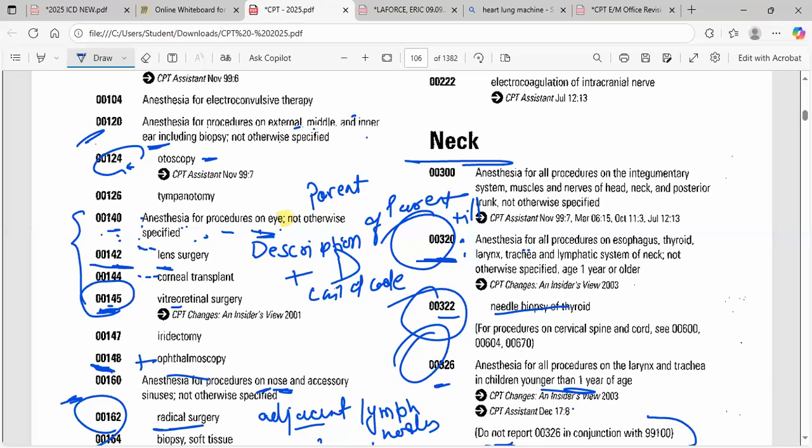Then anesthesia for all procedures, the first code is 00300. Anesthesia for all procedures on the integumentary system, muscles, nerve and head and neck, posterior trunk. This is for the integumentary system, muscles, nerve. So any procedures on the nerve of the head, neck and the posterior trunk.